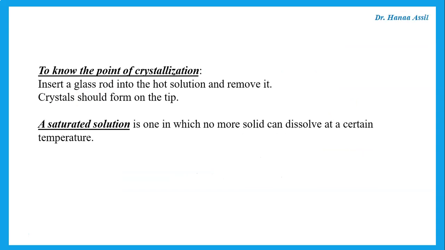Of course, how do I know if we have reached the point of crystallization? Insert a glass rod into the hot solution and remove it. Crystals should form on the tip. Now, when we heat a solution to the point of crystallization, what we end up with is called a saturated solution. A saturated solution is one in which no more solid can dissolve at a certain temperature. So when we heat to the point of crystallization, we end up with a saturated solution. Then when we leave it to cool, at the lower temperature the crystals will not dissolve anymore.